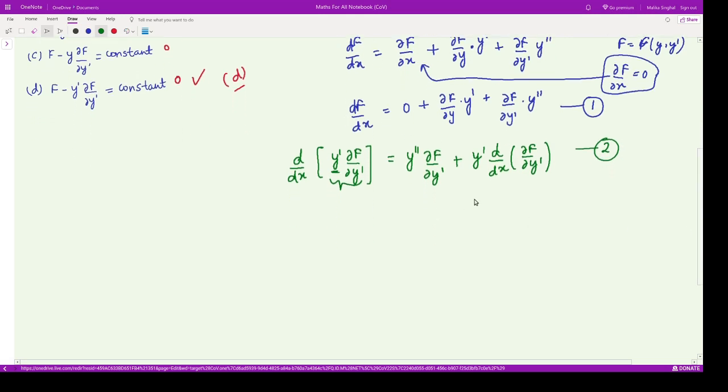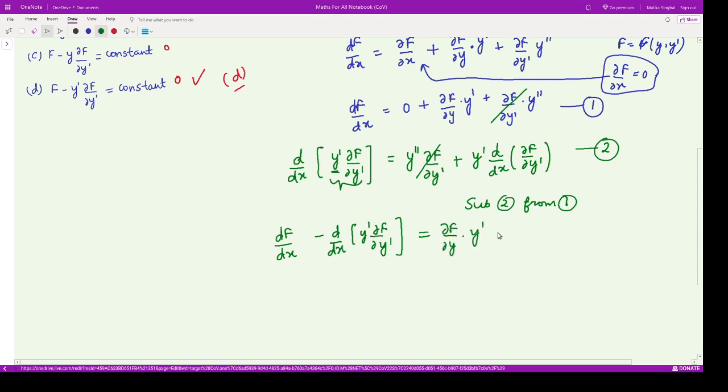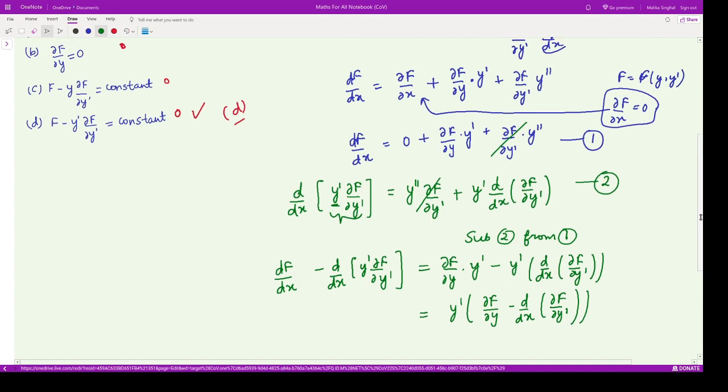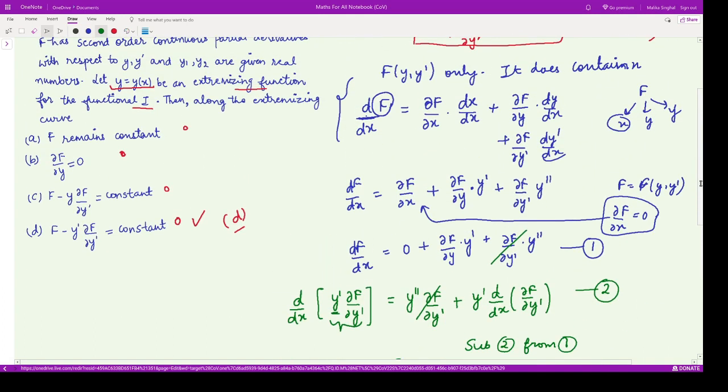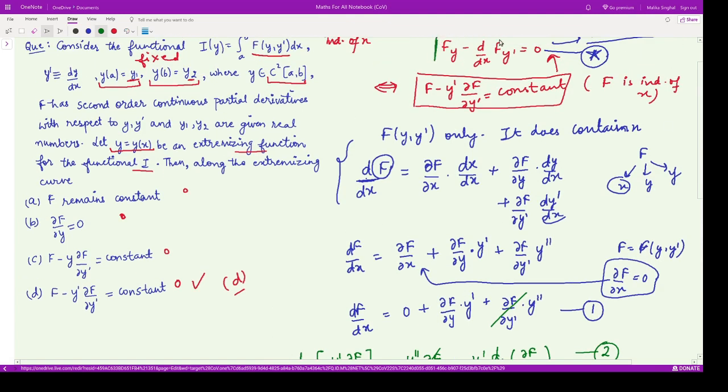Now let me subtract equation 2 from 1. What I obtain is df by dx minus d dx of y dash del f by del y dash is equal to, so this term cancels with this term, and I am left with del f by del y into y dash minus y dash d dx of del f by del y dash. From the right hand side I can take y dash common, so I will be left with del f by del y minus d dx of del f by del y dash. Quickly, you can see that this form is the one represented by equation star, which was our Euler-Lagrange equation when the function was dependent on x, y and y dash.